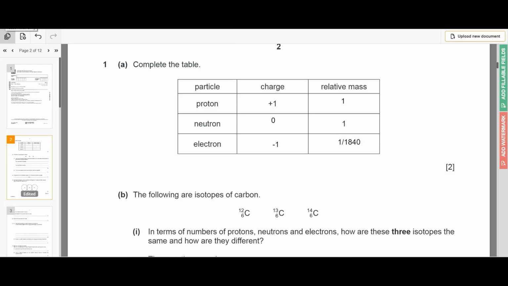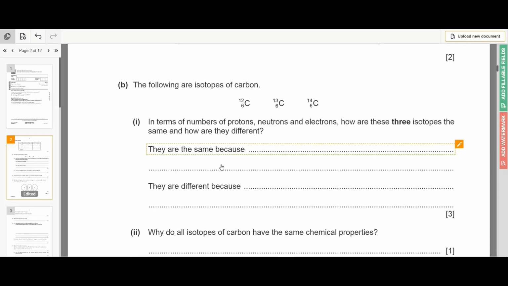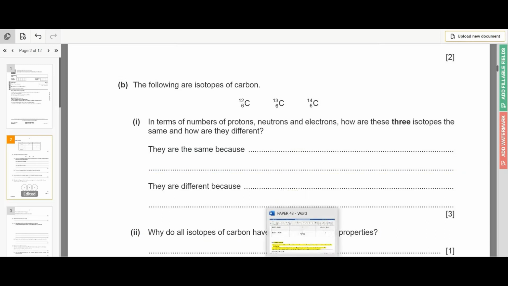So part B of the first question states that the following are isotopes of carbon. There are 3 isotopes of carbon given here. And it's asking us, in terms of protons, neutrons, and electrons, how are these 3 isotopes the same and how are they different. So it's a 3-mark question. To secure 3 marks, we need to give 2 details. From the definition of the term isotope itself, the answer is being given.